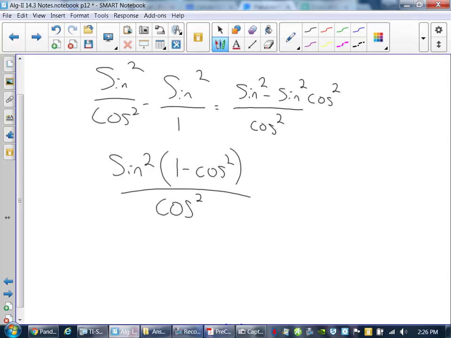Now you're getting it. Now you got it. Yay. So now, what can I rewrite 1 minus cosine squared as? Sine squared. So what happens then is that you wind up with sine squared over cosine squared.